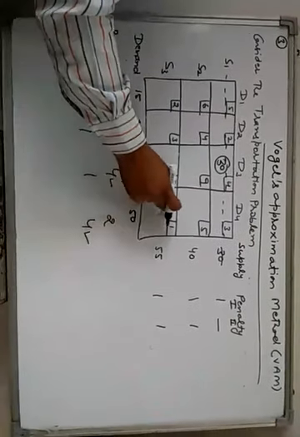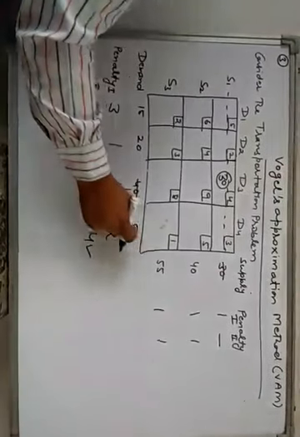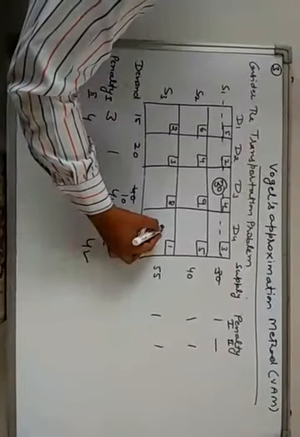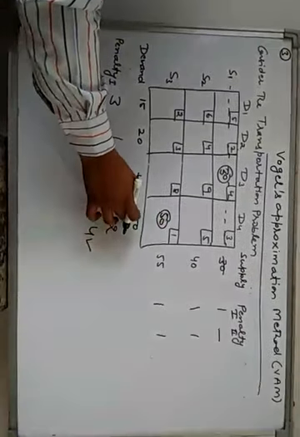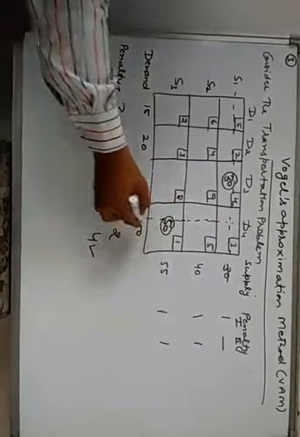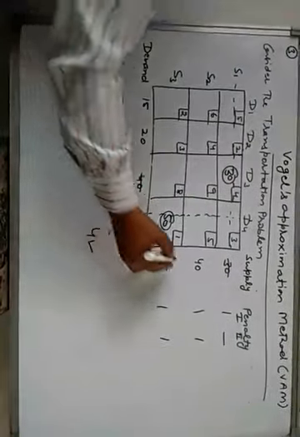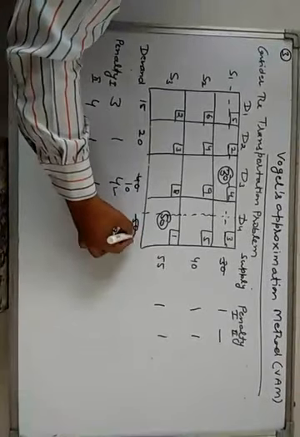Here corresponding to this cell demand is 50, supply is 55, minimum of 50 and 55 is 50. Therefore we will allocate here 50 as demand is complete. Therefore we will cross this column, and the remaining supply at source S3 is difference of these two, that is 5.